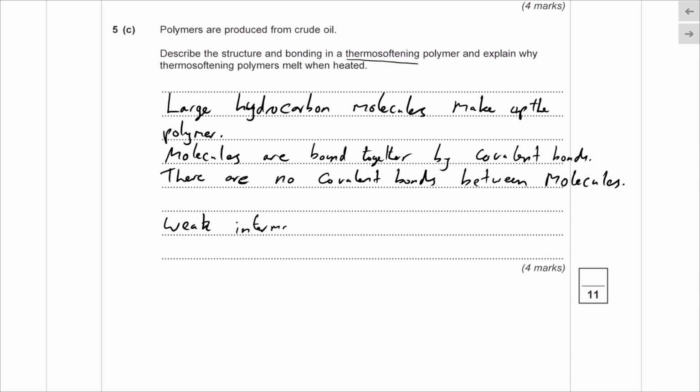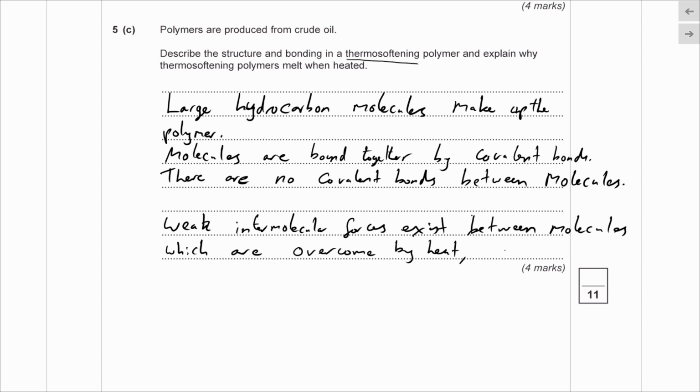Okay, weak intermolecular forces exist between the chains, or the molecules, which are overcome by heat, causing the polymer to melt. All right.